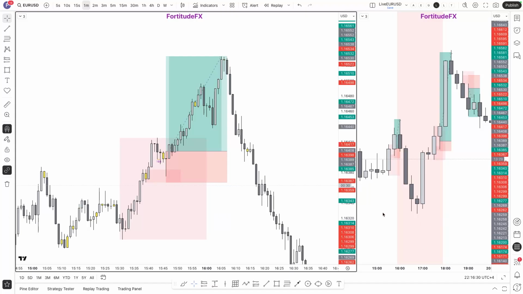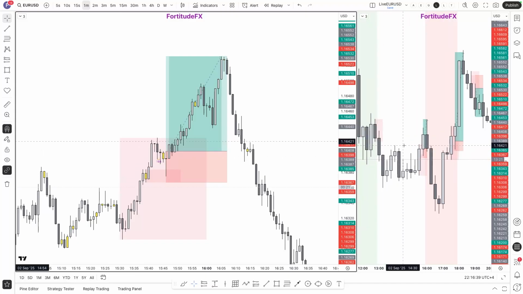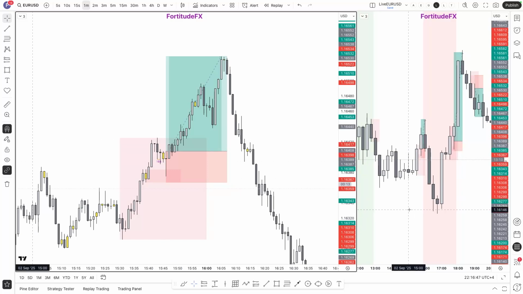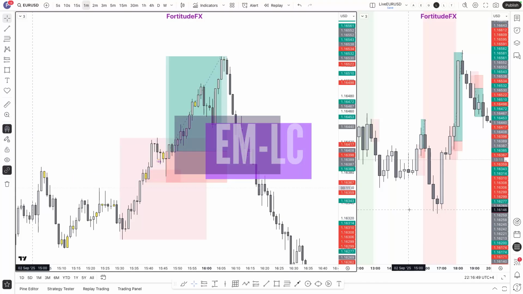So coming into my session, 30 minutes before the session starts, I noticed a giant bullish candle. Obviously, it's still within the range, but coming close into the London session, I did not take this trade, but just to analyze how powerful this entry model is, EMLC.